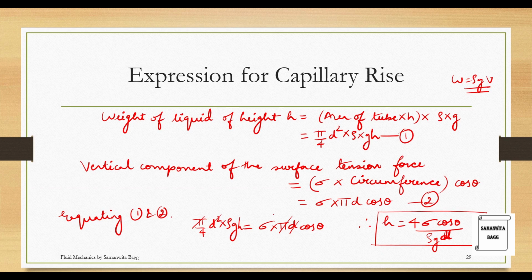Now when I say that it is water, this cos of theta will become equal to 1. So when this becomes 1, h will become 4 sigma upon rho g d for water, because cos of theta is nothing but cos 0, which is equal to 1.